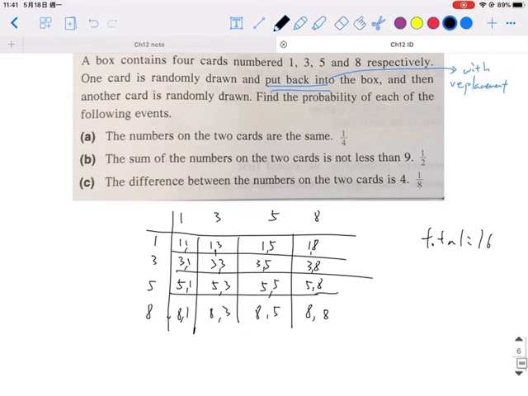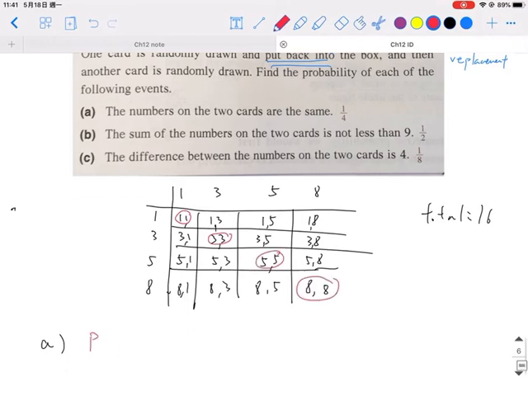So for part A, the two cards are the same. I will try to mark a red circle. 1, 2, 3, 4. Okay, so the 2 cards are the same in 4/16. That means 1/4. And then for part B, the sum.